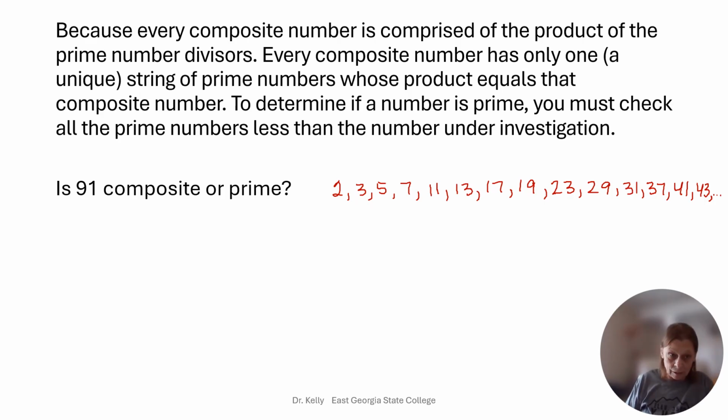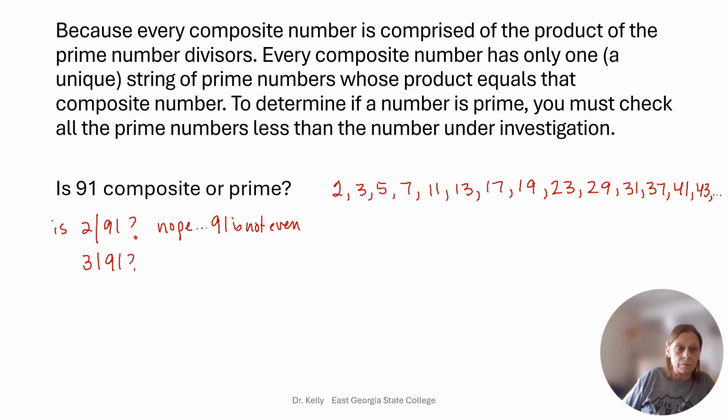So, basically, we need to know is 91 composite or prime. And so I'm just going to start low. I'm going to check 2. Does 2 divide 91? Nope. 91 is not even. Does 3 divide 91? No. 9 plus 1 is equal to 10, not a number that's divisible. 4, no, because 2 was not good. 4 is not even a prime. Let's try 5. Nope. Last digit is not 0 or 5.